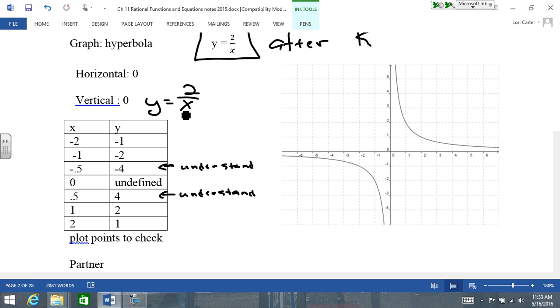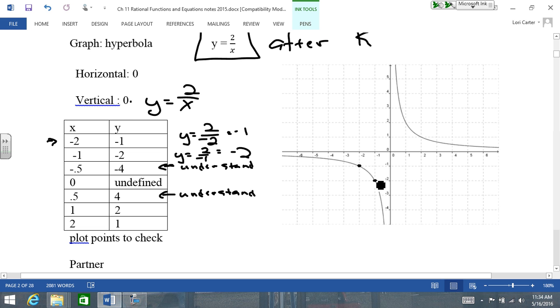So I plug in -2 to my equation here. So I'm going to get y is equal to 2 over -2. What is that? -1. So my point is -2, -1. So go to -2, -1, and you put a dot. All right, now let's plug in -1. So y is equal to 2 over -1. What does that equal? -2. So now we go to -1, -2, and we put a dot.